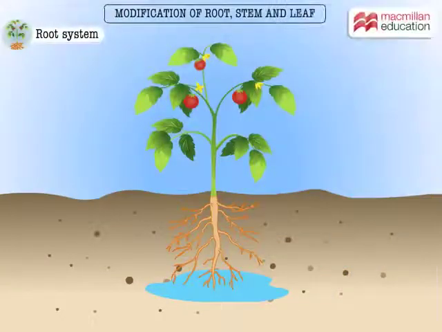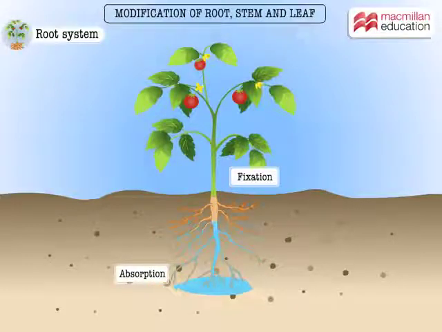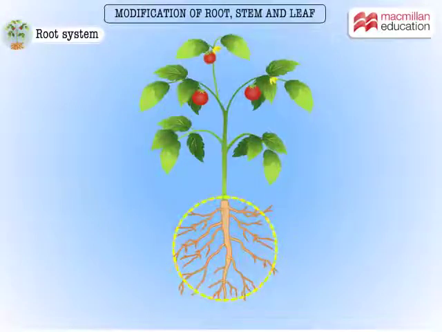Roots have two primary functions: fixation and absorption. Roots fix the plant to the ground and act as an anchor. Roots absorb nutrients and water necessary for plant growth from the soil. Sometimes, to adapt to their surroundings, roots are modified to perform additional functions. Roots may be modified to perform 4 main additional functions.